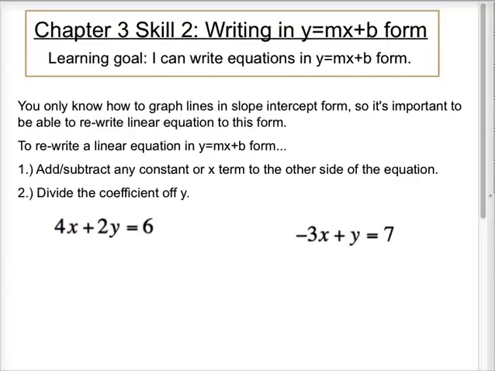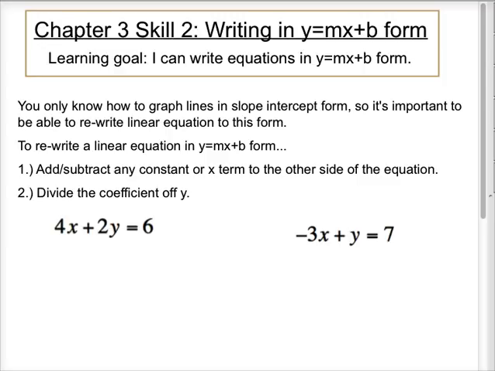Welcome back. So, in the last lesson we talked about graphing, and the one thing that's very, very important when it comes to graphing is that you have it in y equals mx plus b form. If you don't have it in that slope-intercept form, you're not going to be able to know how to create the graph. So that's our big focus today, is getting it into that form.